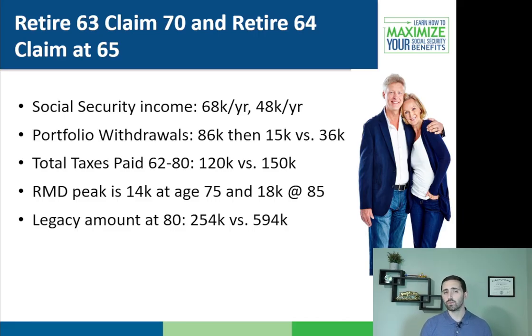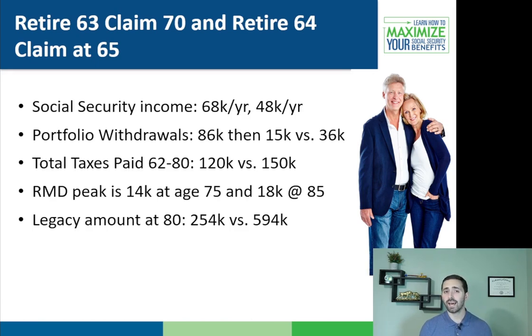In terms of portfolio withdrawals, you see a similar pattern to what we looked at in the previous slide. We need $86K to sustain those years without income, and then it drops down to $15K per year. Whereas on this side, when we don't miss any sort of check between work and Social Security, we have a steady need of $36,000 each year on top of that $48K we'll be getting from Social Security.